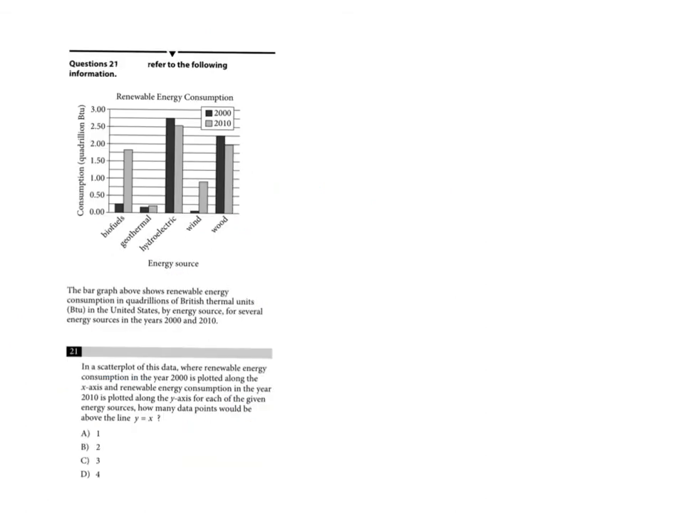For number 21, the bar graph above shows the renewable energy consumption in quadrillions of British thermal units, BTUs, in the United States by energy source for several energy sources in the years 2000 and 2010. And they give you the coloring that represents each year. And the question says, in the scatter plot of the data, where the renewable energy consumption in the year 2000 is plotted along the x-axis, and the renewable energy for 2010, the y-axis, how many data points would be above the line y is equal to x.